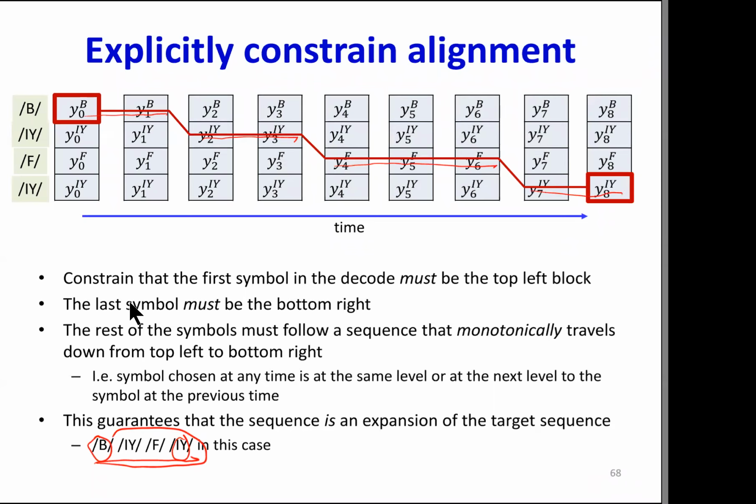So the rest of the symbols must follow a path that goes monotonically from the top left corner of this table to the bottom right, where at each point, the symbol can either be exactly the same as the symbol before it, or it can be the next symbol after the one before it. This sequence cannot skip a row. It has to go through every row and must be monotonic from top left to bottom right. Is this making sense, guys?